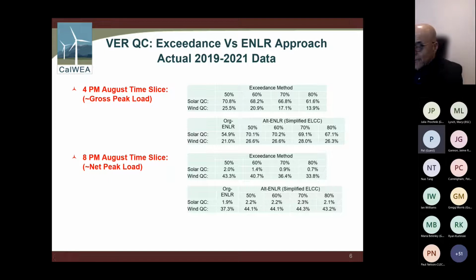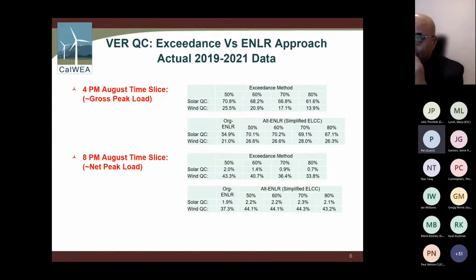So this is 4 p.m. for any day of August. So that's 31 days. 4 p.m. is 1 hour for every day. That's 31 days. And then 3 years for which we could find the data. That's 93 samples. We had 93 samples for our ending 4 p.m., which is around, we consider, let's say, gross peak load condition.